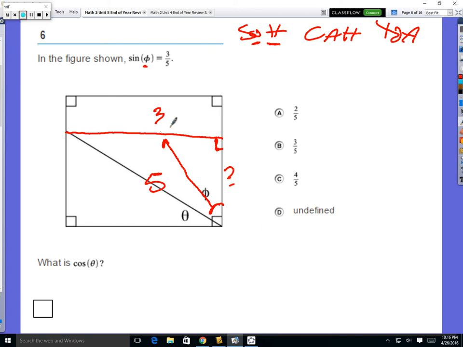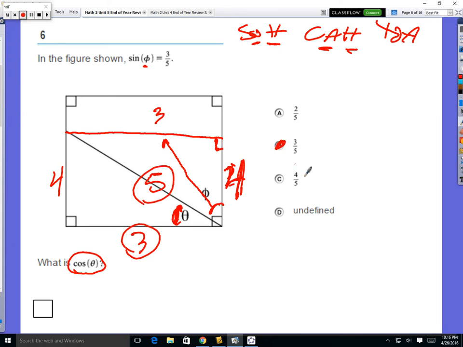And you could do Pythagorean Theorem, a squared plus b squared is c squared. Or this is the most famous Pythagorean triple. So this side's got to be 4. And that means this is 3. And this is 4. So what's the cosine if you're going from theta? So now right here is theta. Cosine is adjacent over hypotenuse. And adjacent is going to be 3/5. So it's going to be B.